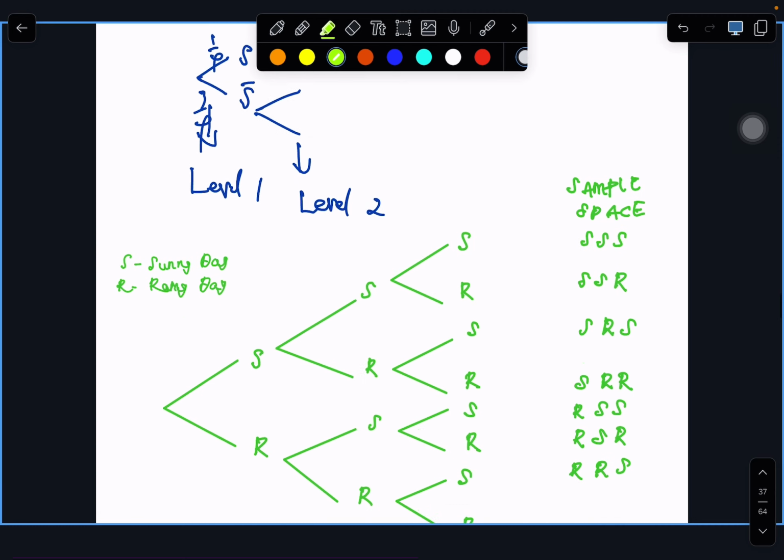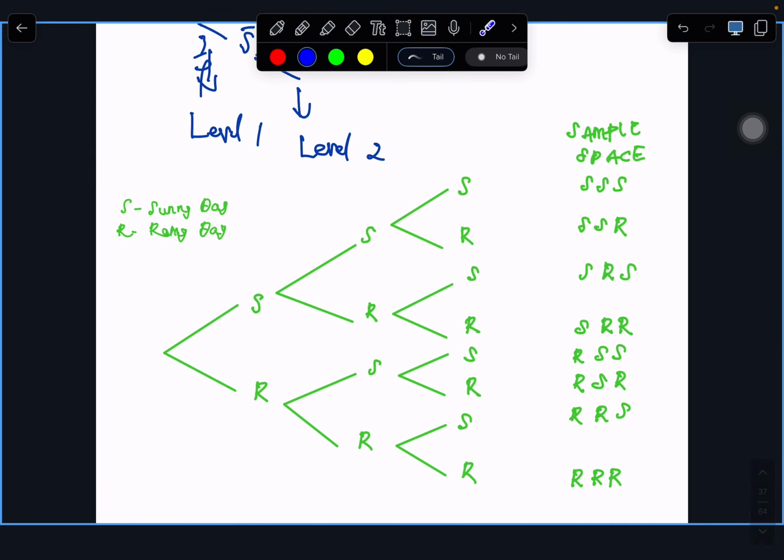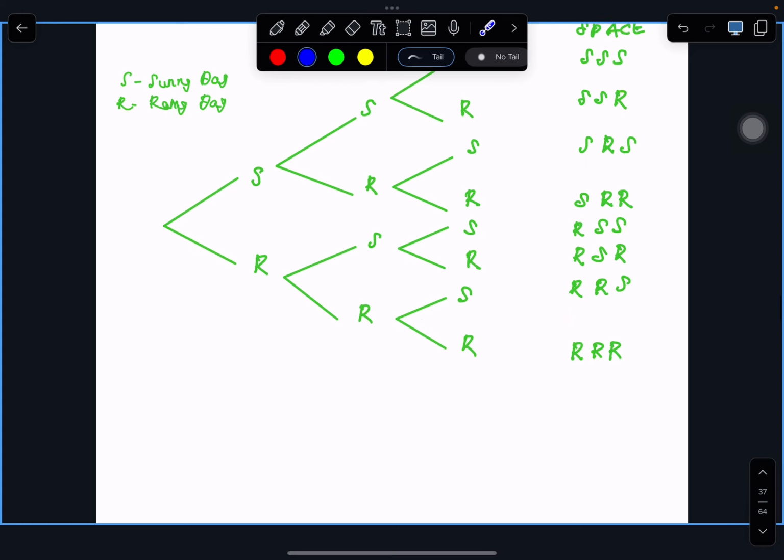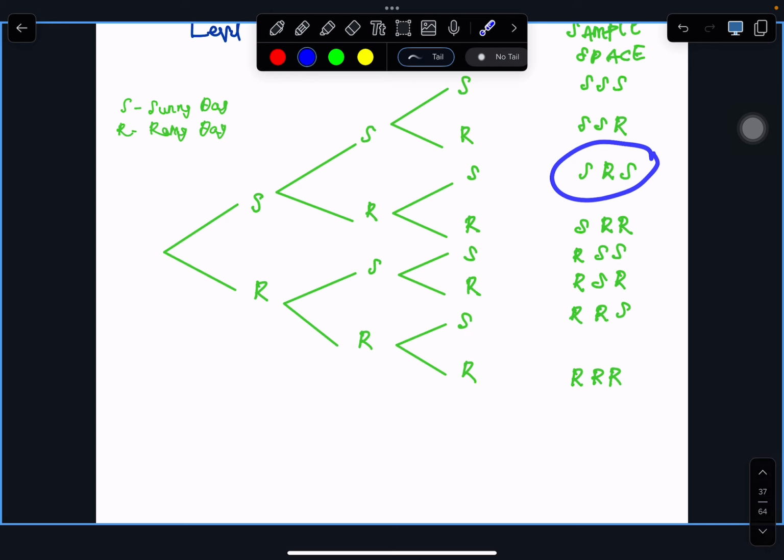So how many do we have? This one, this one. How many do we have? Three. So label all three.